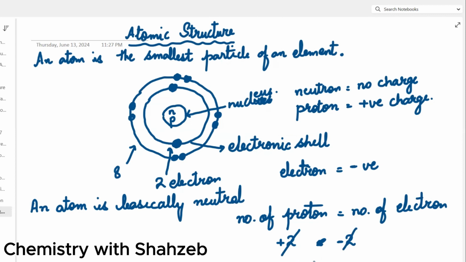So the atom becomes electrically neutral. They are not charged. And if they ask you the reason regarding it, the reason is that the number of protons and the number of electrons are equal and oppositely charged, so they would cancel out each other. That becomes the reason for the atom to be electrically neutral.